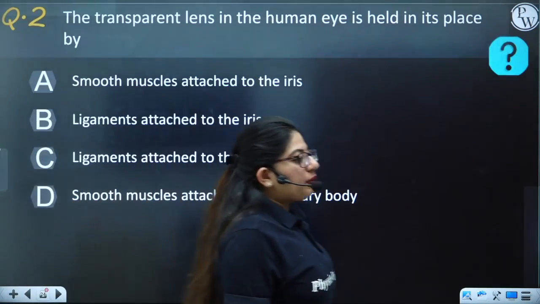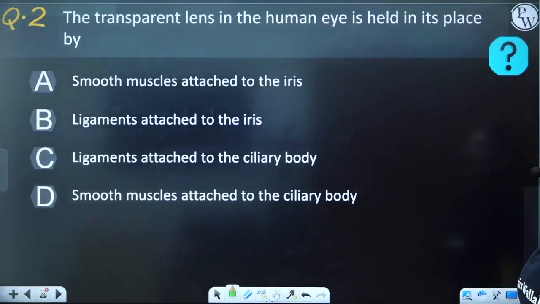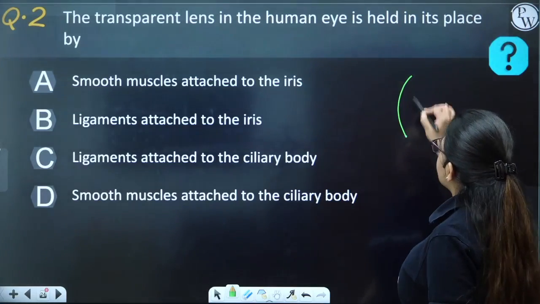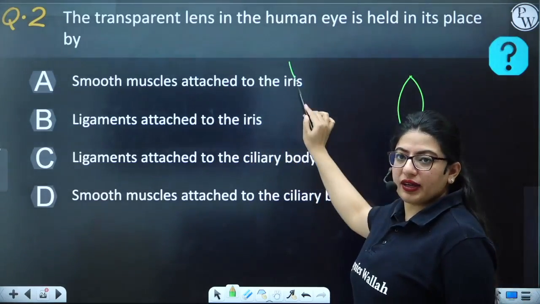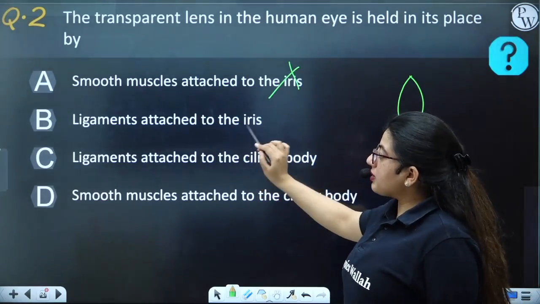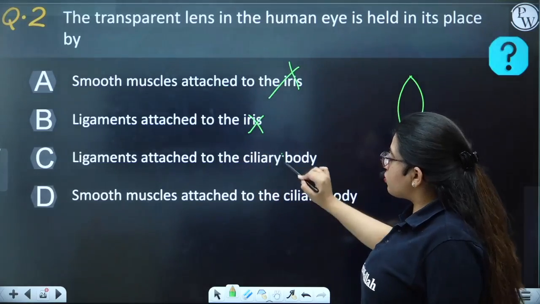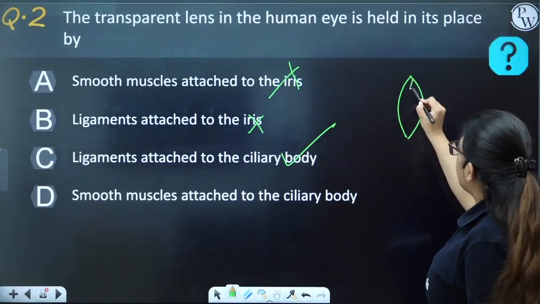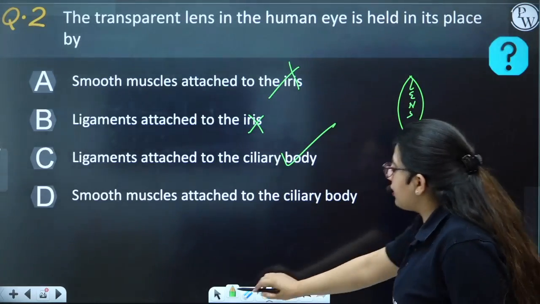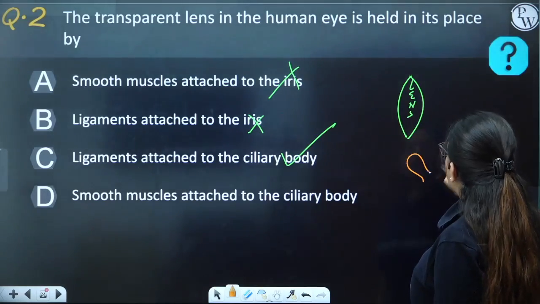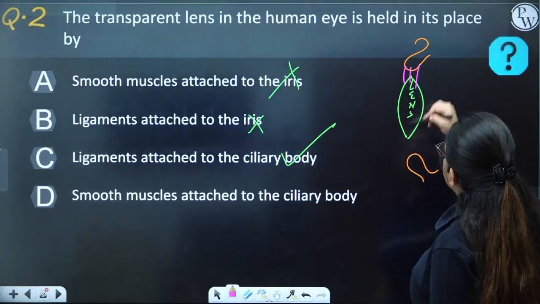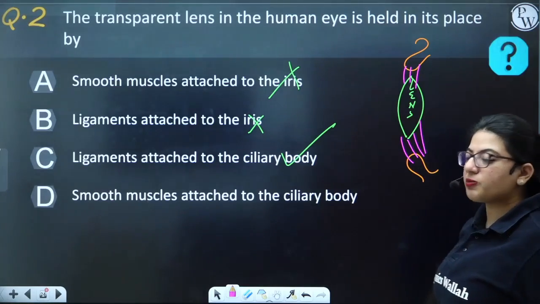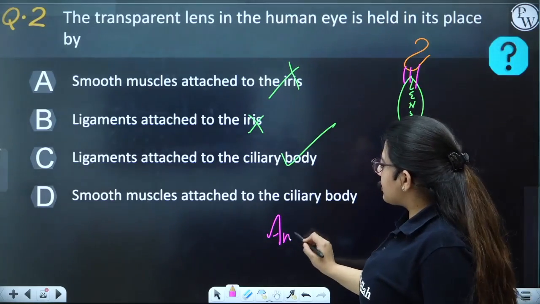Next, the transparent lens in the human eye is held in its place by what? If this is your lens, how will it be held in place? By smooth muscle attached to iris? No. Ligaments attached to iris? No. Ligaments attached to ciliary body? True. As I've told you, this is how the lens is located there. These are the ciliary body and it is attached to the lens with the help of these ligaments known as suspensory ligaments. So the answer is C.